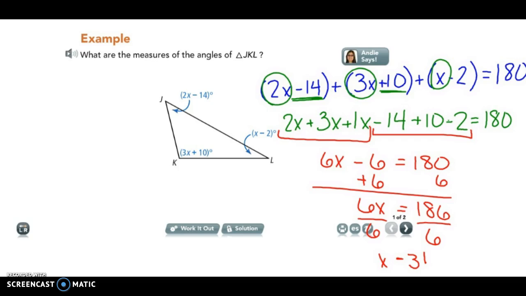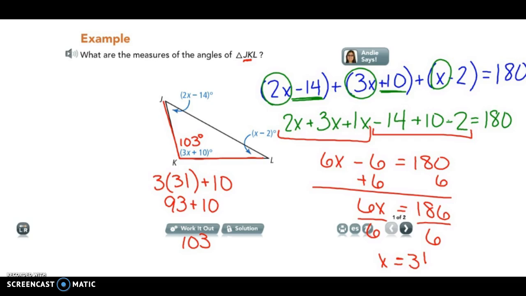Now, that does not help me answer any of these, so I'm going to have to plug my 31 into my angle JKL. And remember, it's the middle one, this K, that we are looking for. Because remember, we go J, K, L, and K is in the middle, so that's the vertex, and that's the angle that we want. So I'm going to drop that in. So x is 31 plus 10. So here I'm going to have 93 plus 10, which is 103. So this particular angle is going to be 103 degrees.